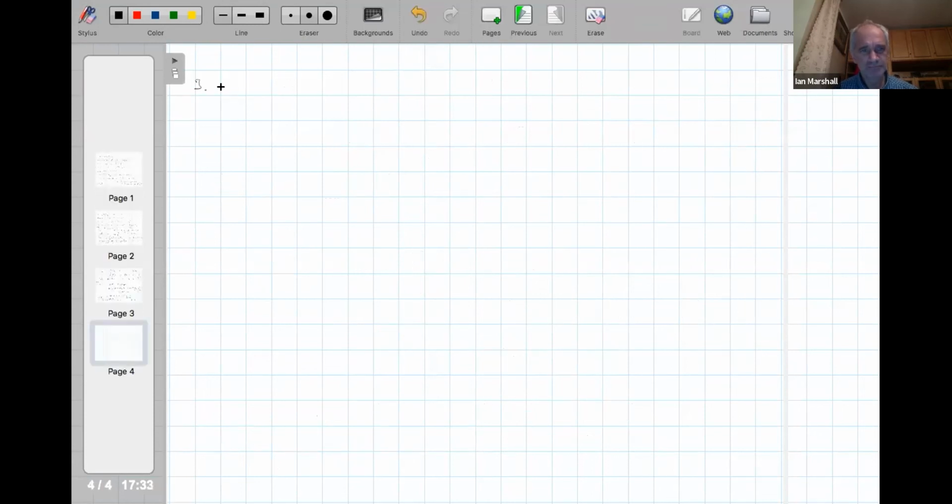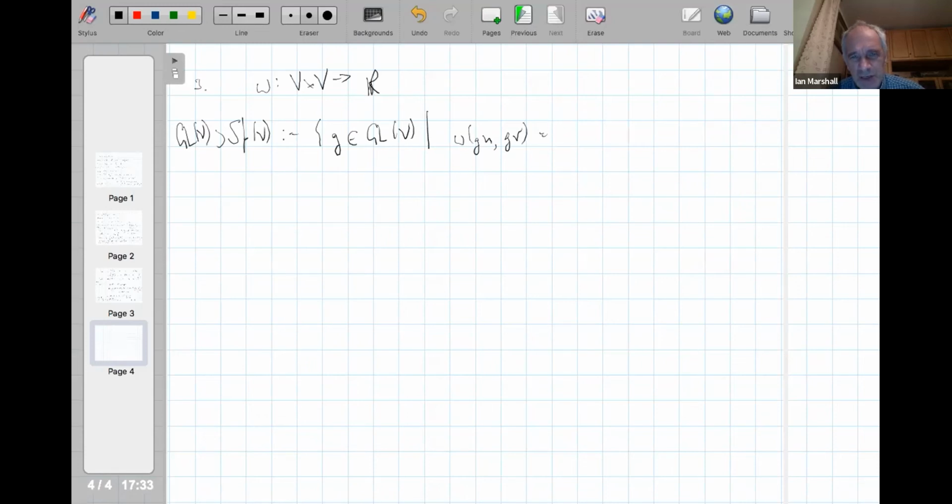All right, so let's go to 3. So we're given omega, which is a map from V times V to R. Okay, and we write SPV to be the subset in GLV, which is defined to be G in GLV such that omega GU GV equals omega UV for all U, V in V.